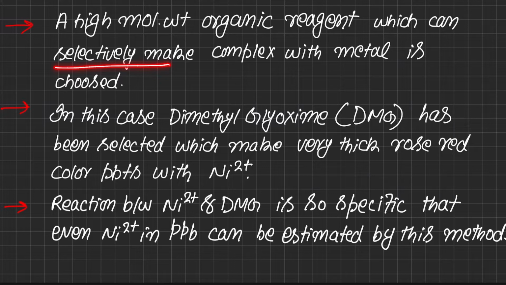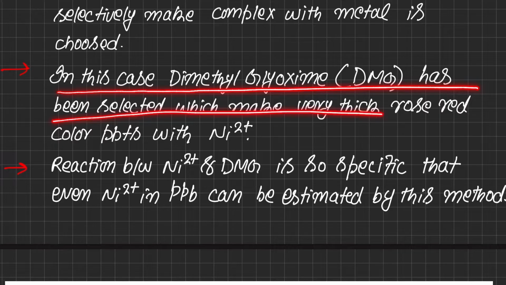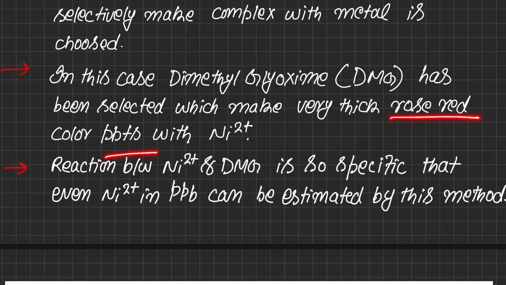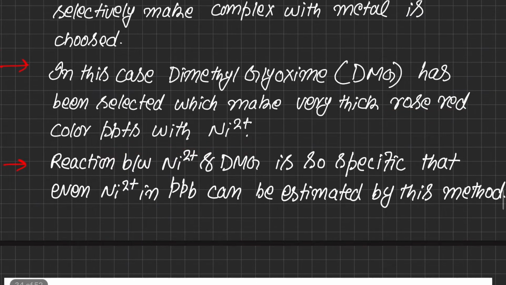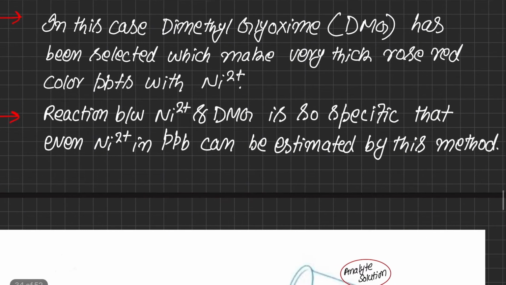Next, this organic reagent should be selective or specific. Selectivity means at a constant pH, it selects only a particular metal, and it may complex with that particular metal. So in order to do this analysis, we have used dimethyl glyoxime as an organic reagent, and it makes a very thick rose red colored precipitate with nickel plus 2. So that is the advantage of using dimethyl glyoxime.